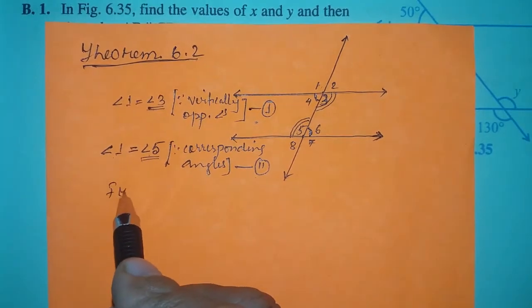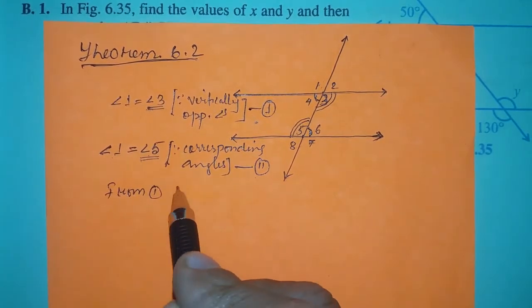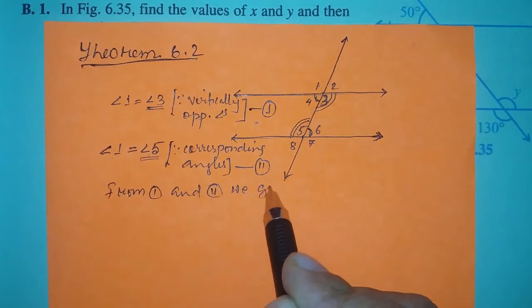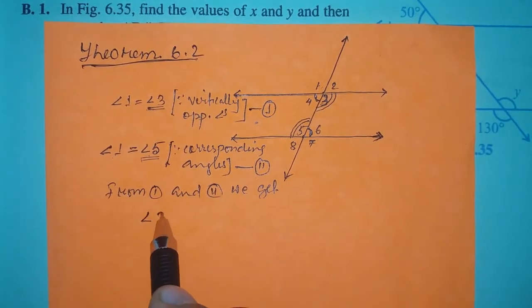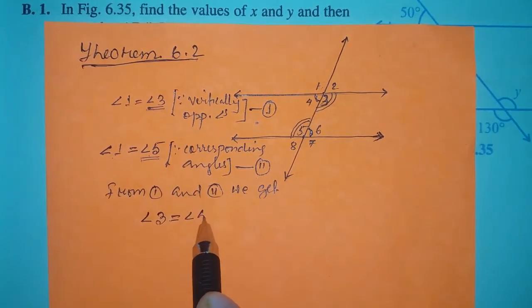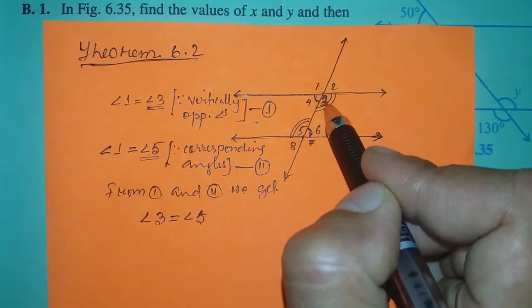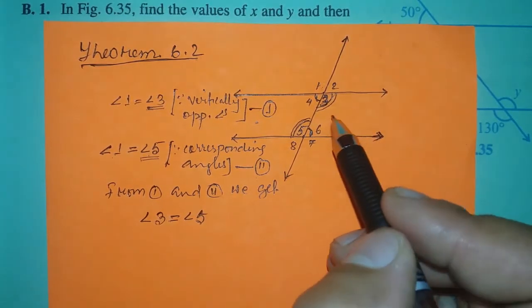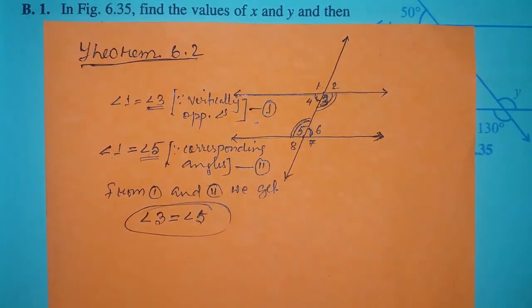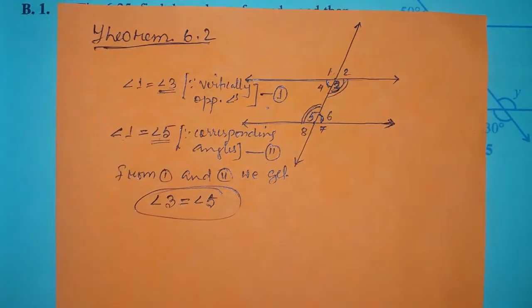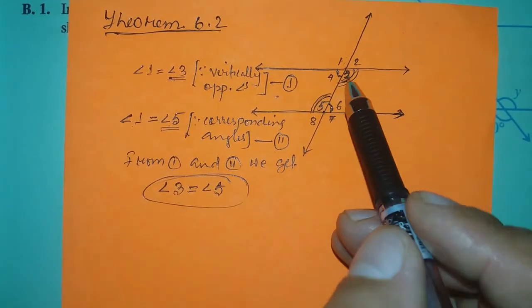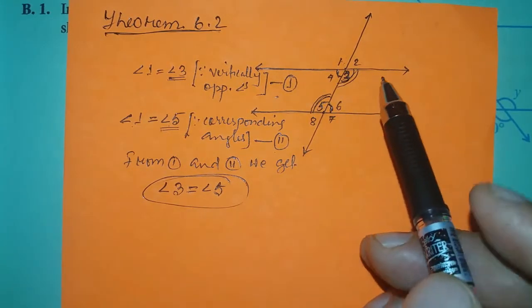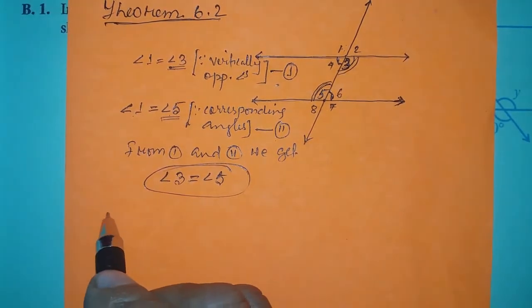From 1 and 2, we get angle 3 is equal to angle 5. Now angle 3 is this angle, angle 5 is this angle. These two are alternate angles. So this is how we can prove this. Similarly, you can show that angle 4 and angle 6 are equal. Now let's see the next theorem.